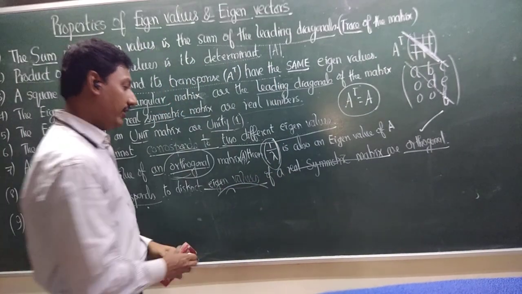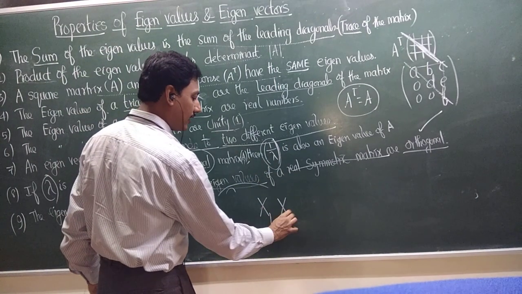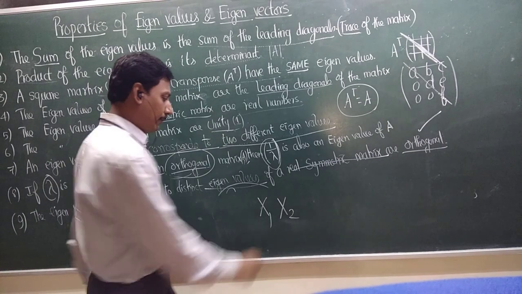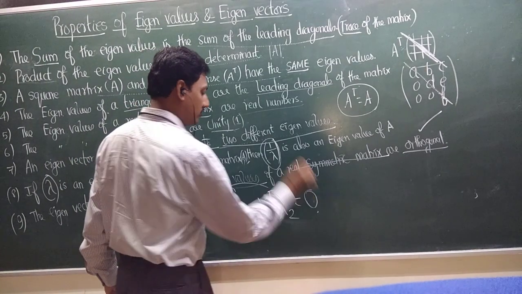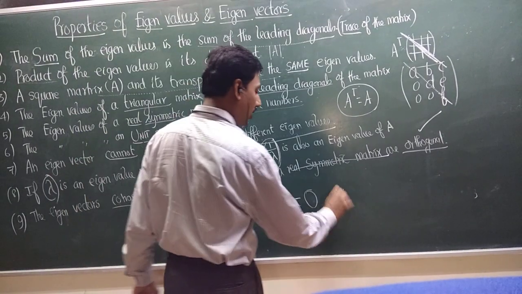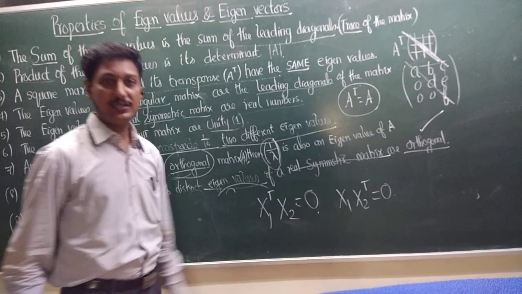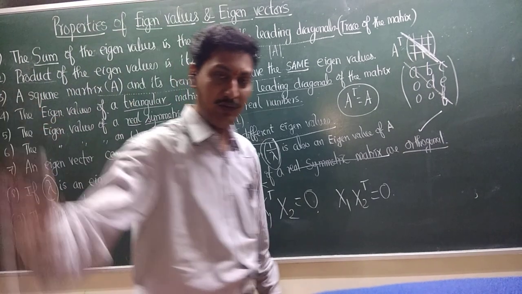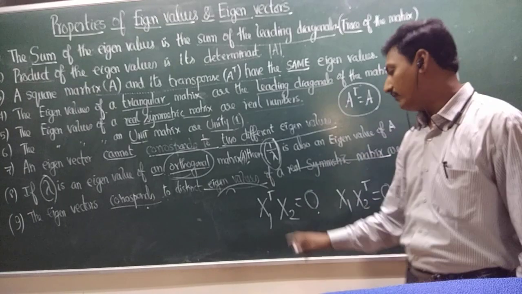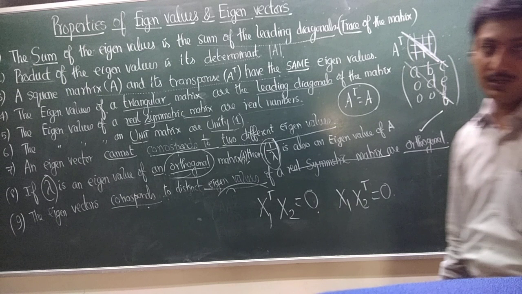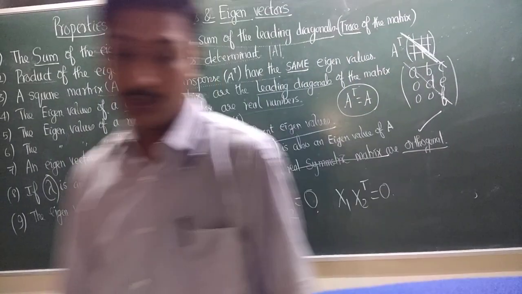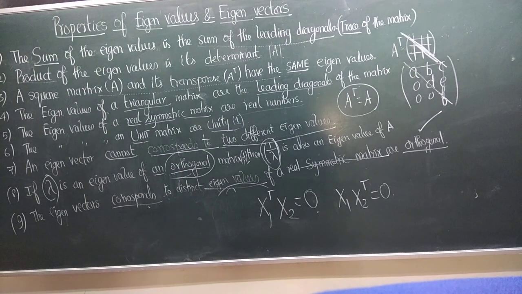Now here, when we say that the two eigenvectors are orthogonal, very simple, the product of these two is equal to 0. Either x1 transpose x2 is 0 or x1 into x2 transpose is 0. Once it satisfies any one of these equations, then we say that both the eigenvectors are orthogonal to each other. So this is the ninth property. The property says that the eigenvectors corresponding to two distinct eigenvalues of a real symmetric matrix are orthogonal.